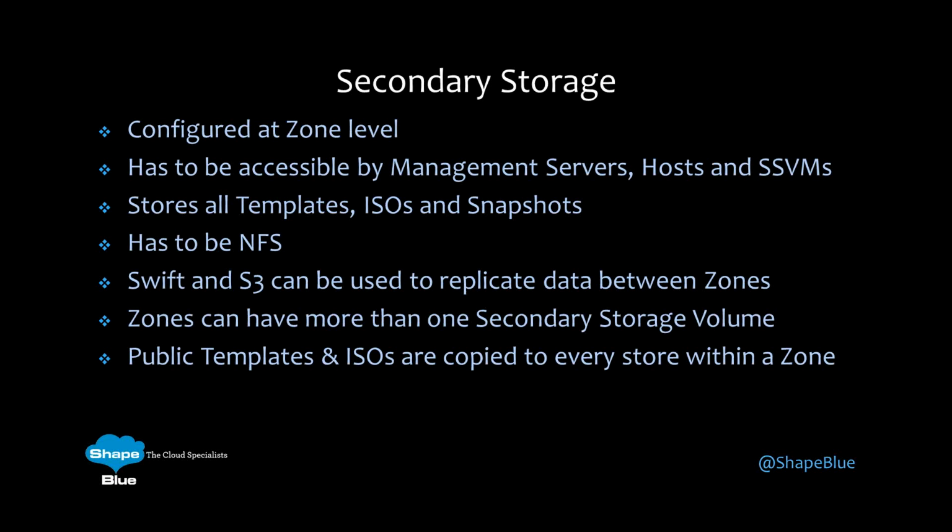Secondary storage, as I said, sits at zone level. Secondary storage is used for the more static artifacts in CloudStack. So secondary storage is used to store templates, ISOs, snapshots, etc. It has to be based on NFS. It's not usually key in the performance of a CloudStack infrastructure. So the general rule around secondary storage is we're looking to make it as cheap as possible. We often need quite a lot of it, so we look to do that with relatively low-cost technologies. We can back it off now with CloudStack out to either Swift or S3 to actually be able to share those artifacts between zones.